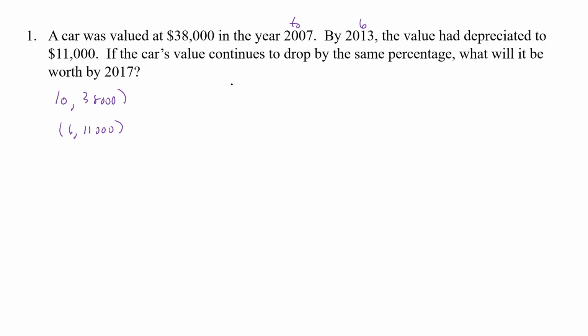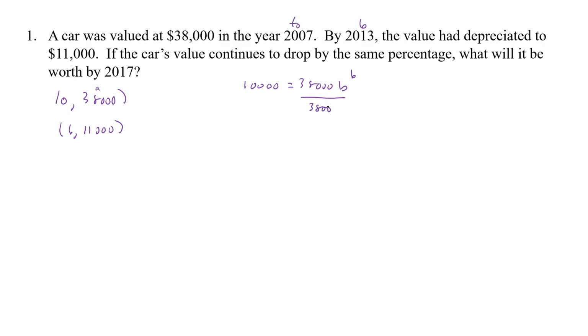Now, can we find a function? Yeah, well, let's do 11,000. Now this is our a value, so it equals 38,000 times b to the 6. We're just going to use the b function this time. So that was nice. That was a. This is our x and y based on that a function.